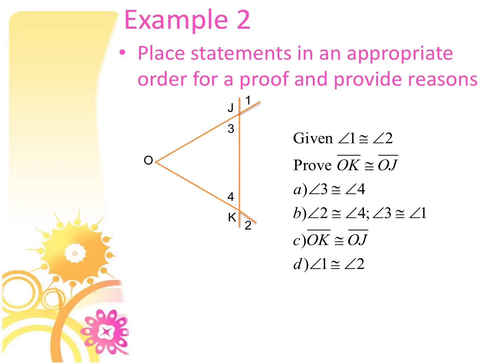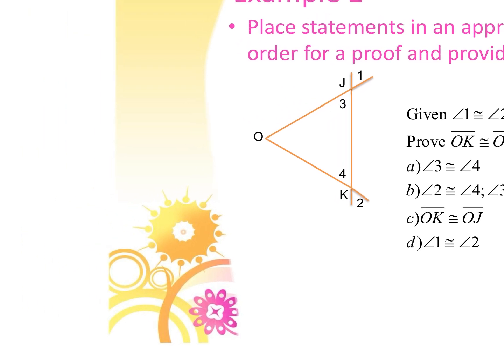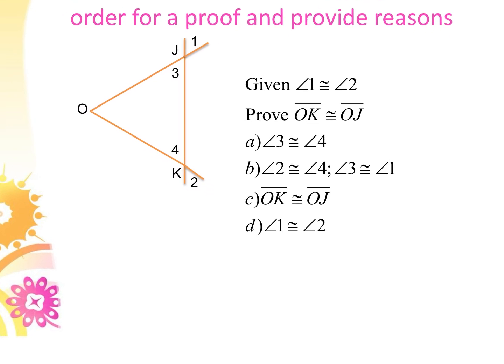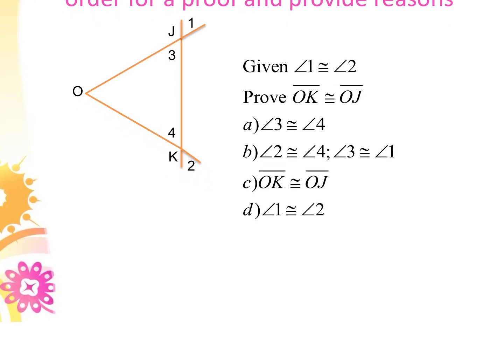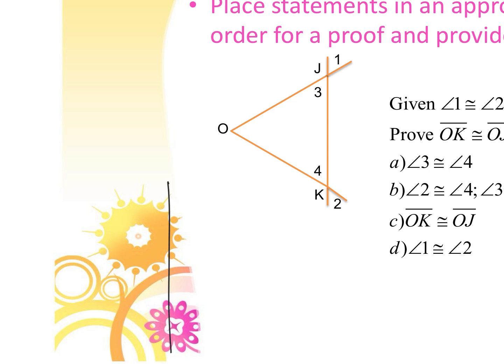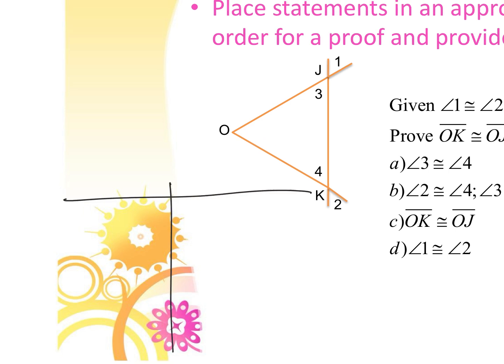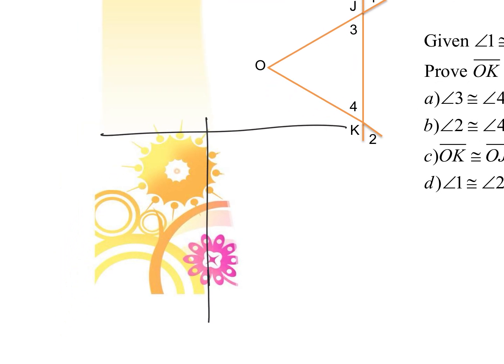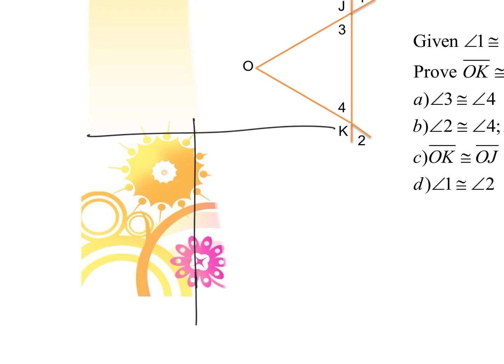All right, this question says, place statements in appropriate order for a proof and provide the reasons. So they already gave us our statements. We then have to give our reasons. So I'm going to do it right under here. Or you know what? I'm not going to do it there. I'm going to just put it right here so I can see it. I know there's that little image there, but just try and follow along.